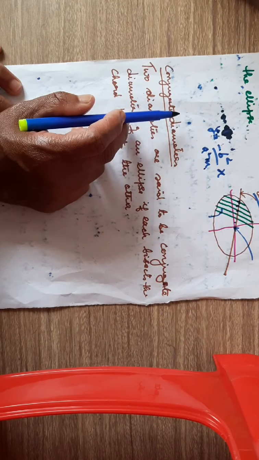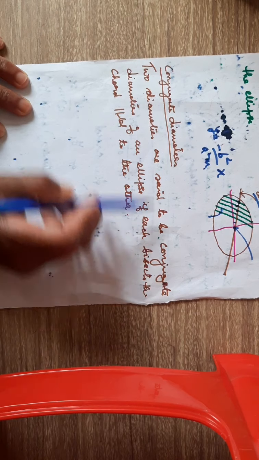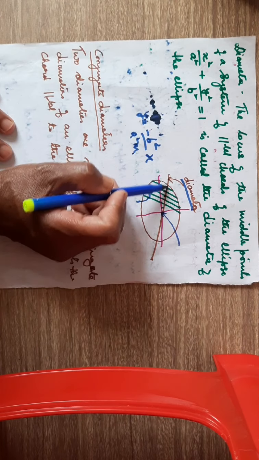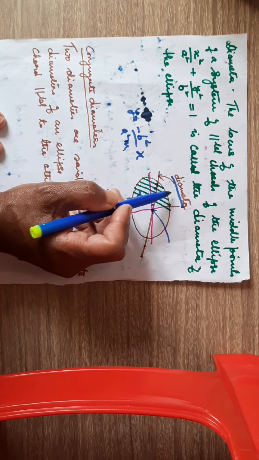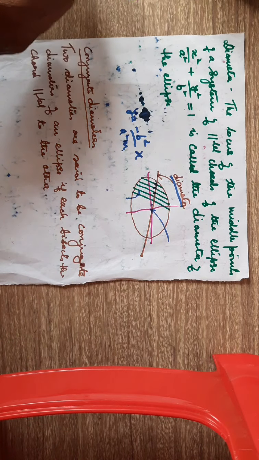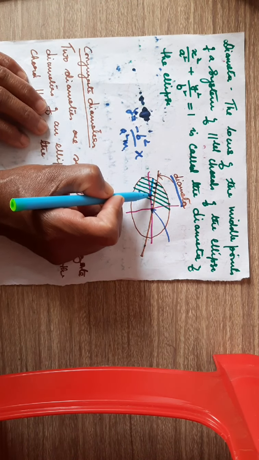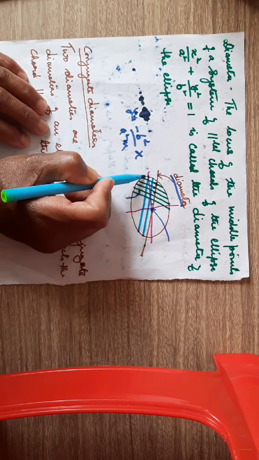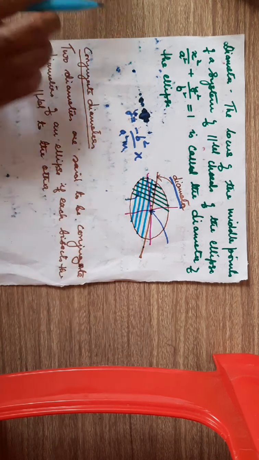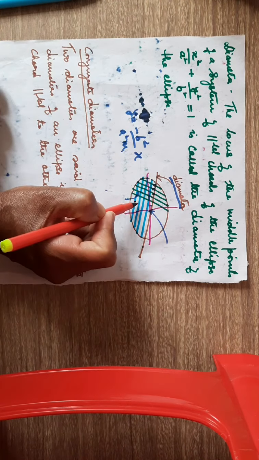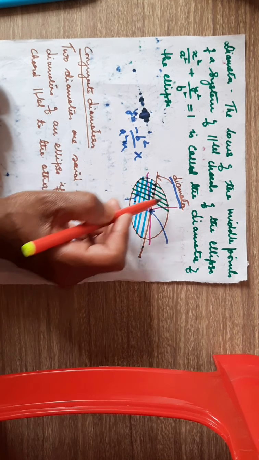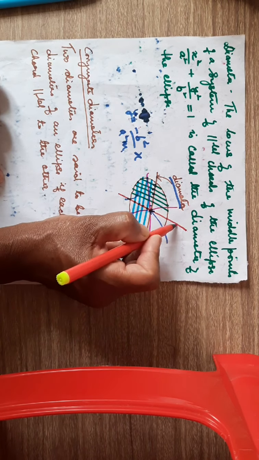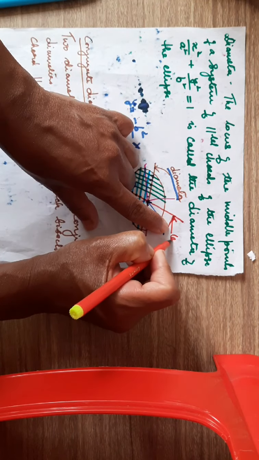Now, what do you mean by conjugate diameters? Two diameters are said to be conjugate diameters of an ellipse if each bisects the chords parallel to the other. Now, this is the diameter. What will be the diameter which is conjugate to this one? So, what you need to do is draw a system of parallel chords which is parallel to this diameter. Now, if you take the midpoints of this system of parallel chords, including the midpoint of the diameter, then you'll get another straight line which passes through the origin. And this will be called the conjugate diameter.